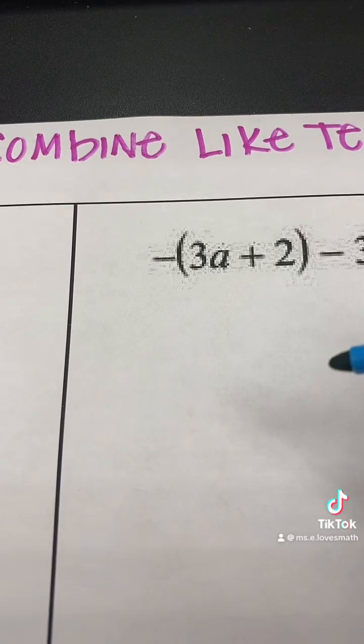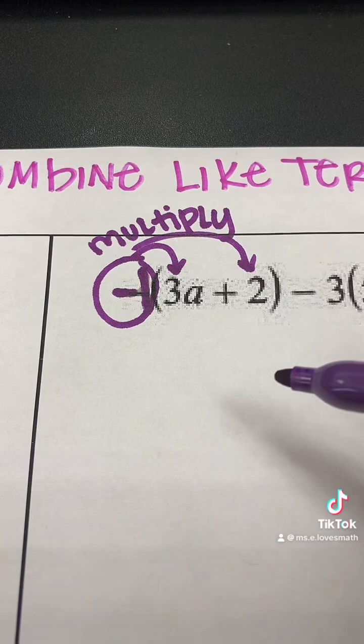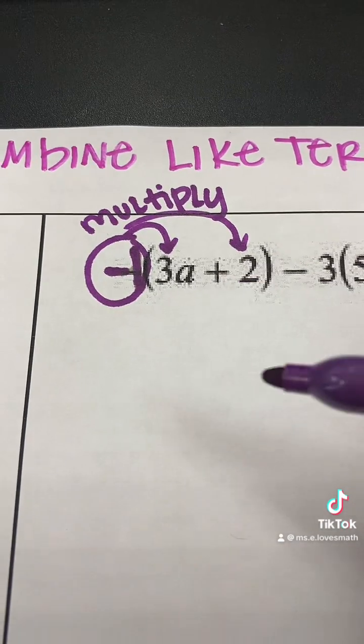That means that is a -1. We will take that -1 and multiply it or distribute it to both of the terms inside that first set of parentheses.